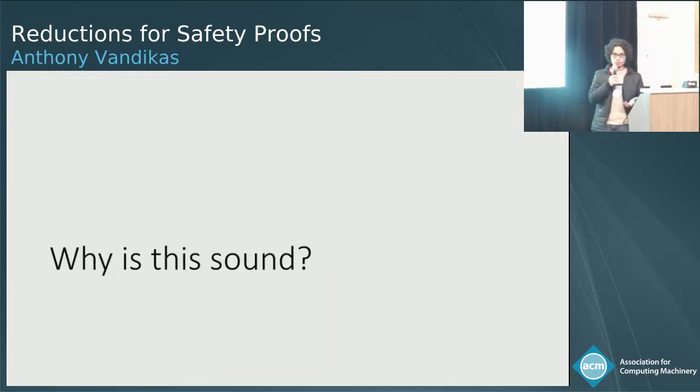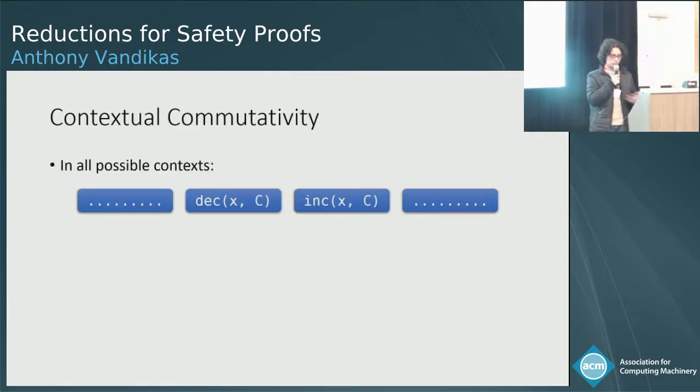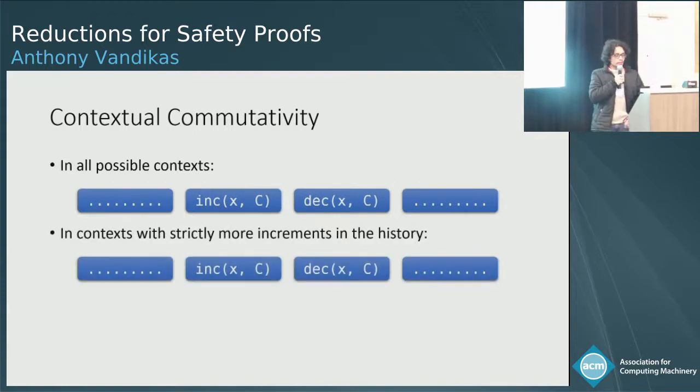But why are we allowed to use this reduction? Before, I made the argument that all the increments can be pushed to the beginning and all the decrements can be pushed to the end. But this argument alone is not sufficient for our lockstep reduction. As before, increments can move to the left of decrements soundly. But for the opposite direction, we can only swap them if there are strictly more increments than decrements in the history of the trace.